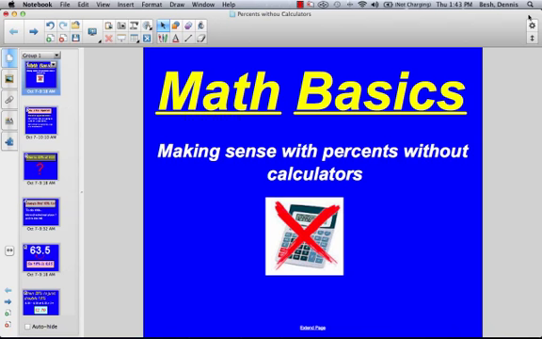Today we're going to make sense of percents without using calculators. Now make no mistakes about it, calculators are very important when we calculate our percents. But not every time are we going to have a calculator, so it comes in handy to know how to actually compute percents without using the machine.